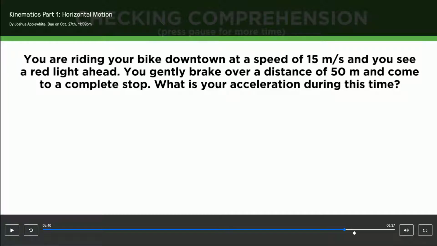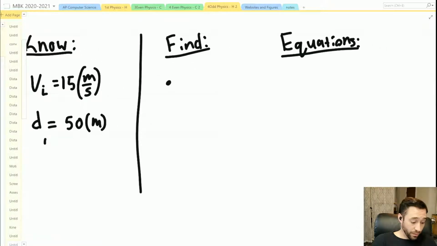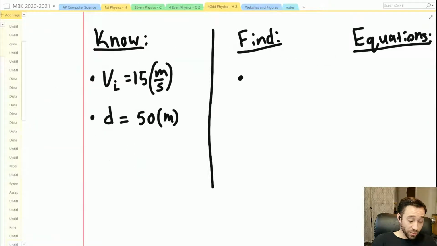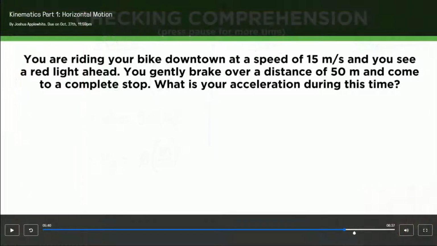So whenever you see the word stop or rest, that's indicating some information about our velocity, whether it be initial or final. We already have information about my initial, so we can therefore conclude that this is referring to my final velocity of 0 meters per second. Cool? And then the question is asking, what is my acceleration during this time?